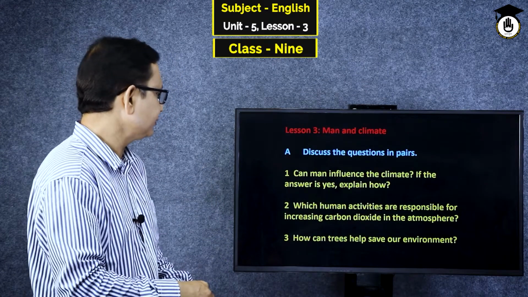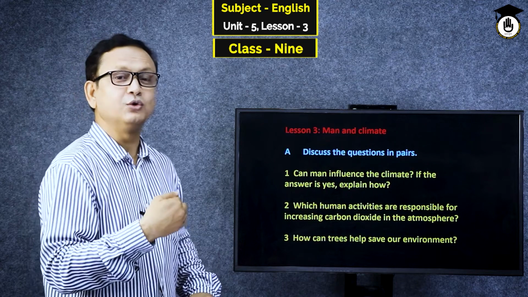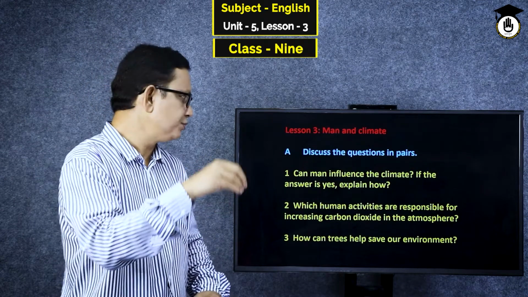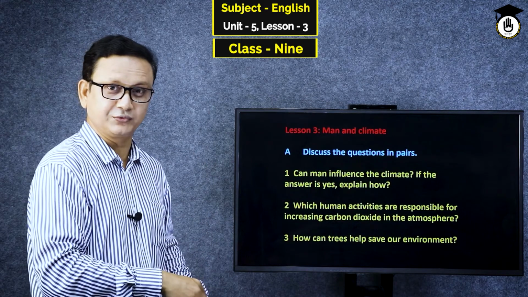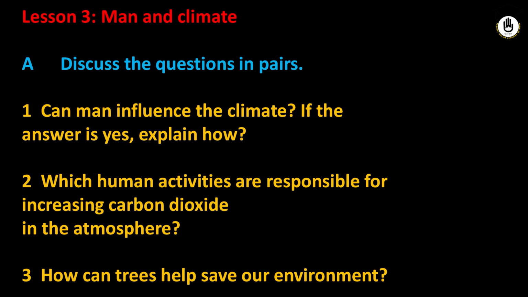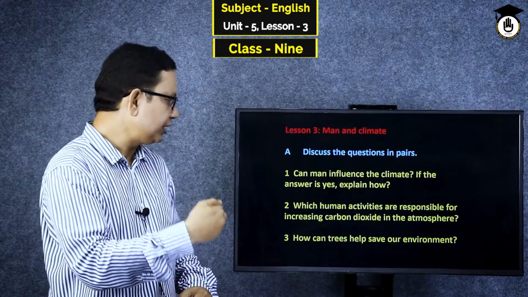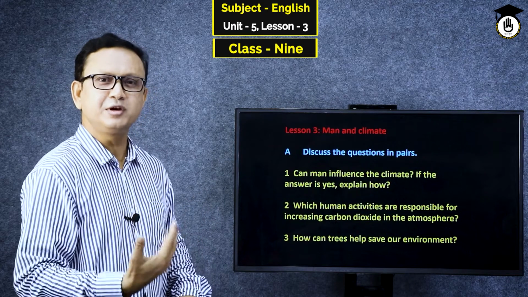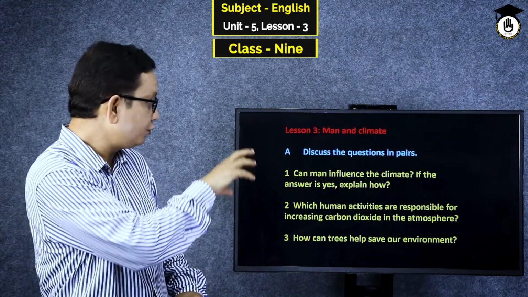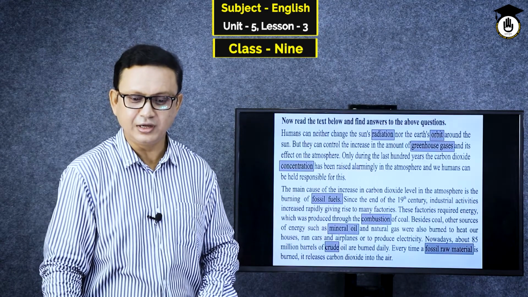The second thing is, which human activities are responsible for increasing carbon dioxide in the atmosphere? What are we doing that is contributing to the increase of carbon dioxide in the atmosphere? You continue thinking. And the third point is, how can trees help save our environment? We know that trees are a very important element of our environment. Do they help in any way to save our environment? We will come to know all these things by reading the lesson. So let's go and read the lesson first.